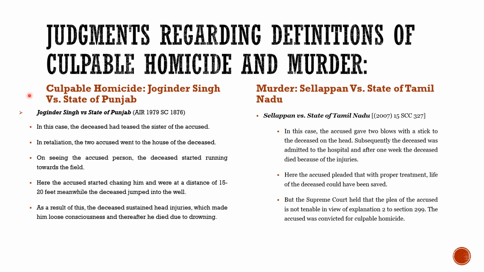In Joginder Singh v. State of Punjab, the deceased had teased the sister of the accused. So, in order to threaten and harm the deceased, the accused went to the house of the deceased. On seeing the accused, the deceased just started running away to save his life. The accused started chasing him, but he was at a distance of 15 to 20 feet. Meanwhile, just to save his life, the deceased jumped into a well. As a result, the deceased sustained head injuries, which made him lose consciousness, and therefore he died.